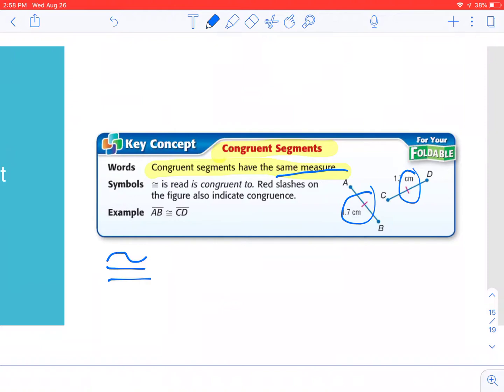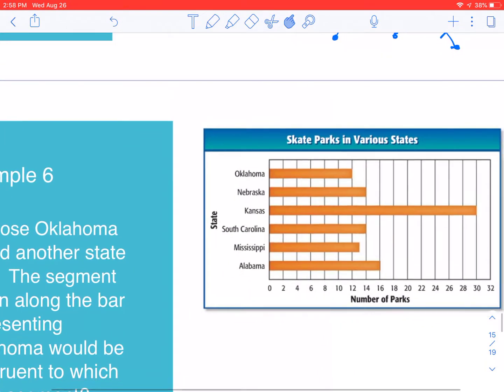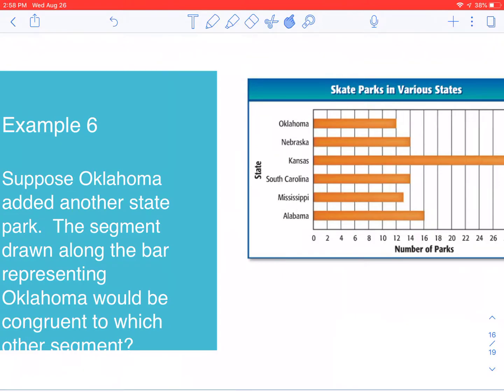So if I have two lines that are the same, they're going to have one line through them showing they're congruent. If I have two other lines over here that are not the same as these, then I would draw two lines on each one. And that's how we would know they are congruent. So congruent is going to be a big word that we always use in geometry. So basically we're looking at the graph and which two lines are congruent.